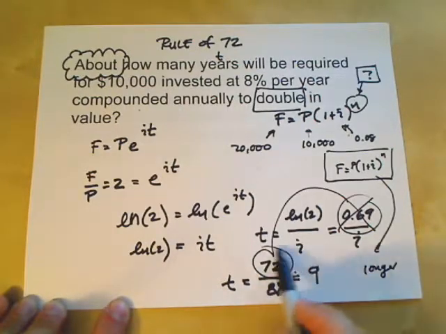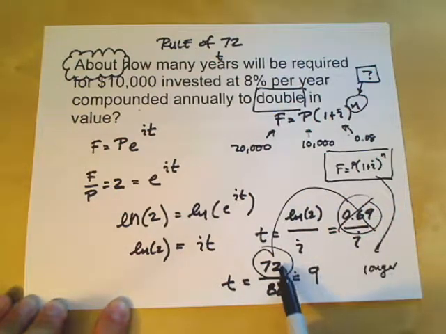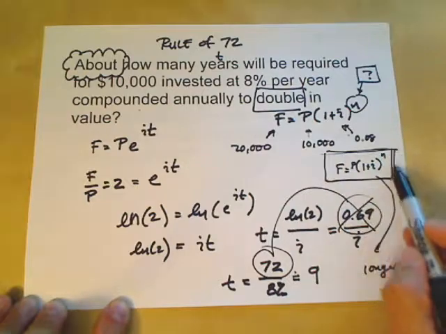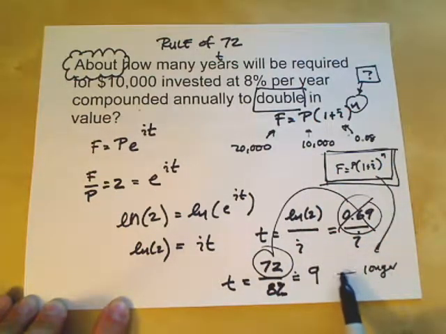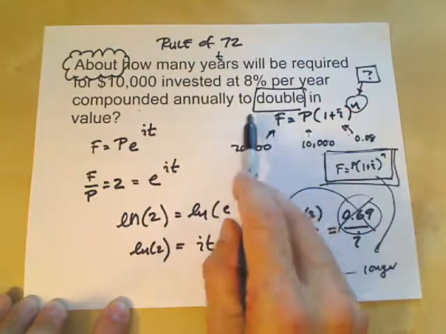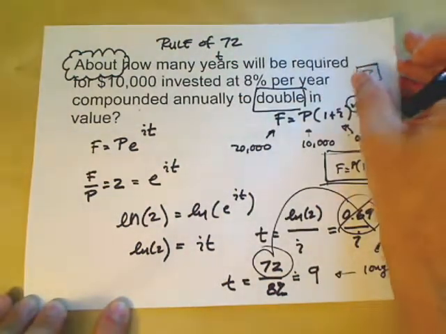So 72 is an approximation. The exact answer would be 69 in this numerator. But when we're only compounding monthly or annually, it's going to take longer. 72 is a convenient way, a rule of thumb, for understanding how long it takes to double an investment, and that's what this question is testing for.